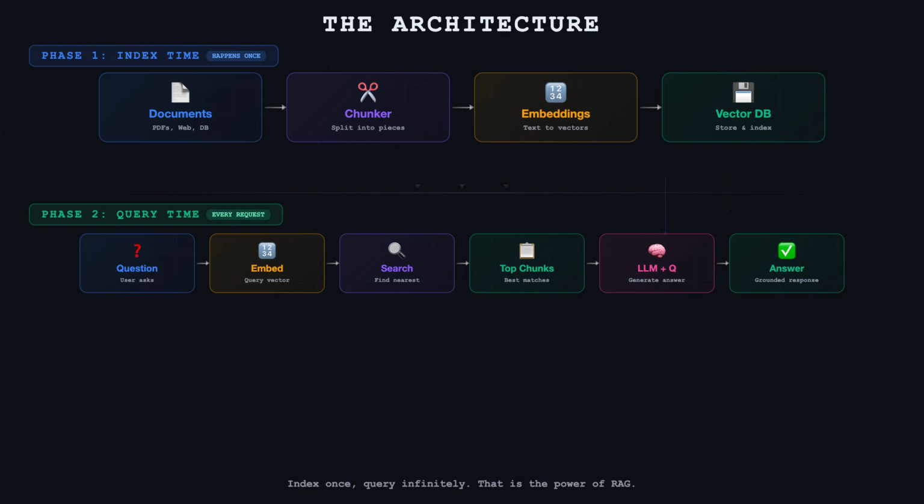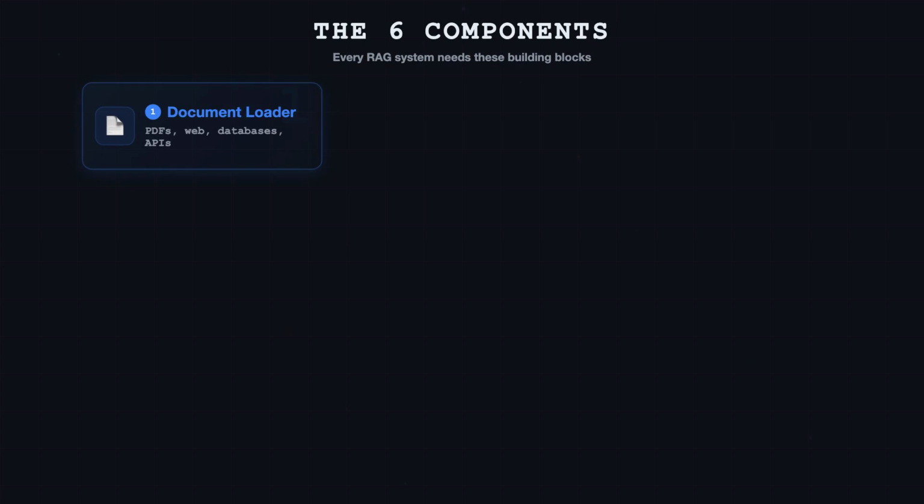Phase 2, query time. A user asks a question. You convert the question into a vector. Then you search your vector database for the chunks that are closest in meaning. The top 3 to 5 most relevant chunks get added to the prompt alongside the user's question. The model reads both the question and the relevant context and generates an answer that's grounded in your actual data. That's the entire architecture. Let me break down each component.